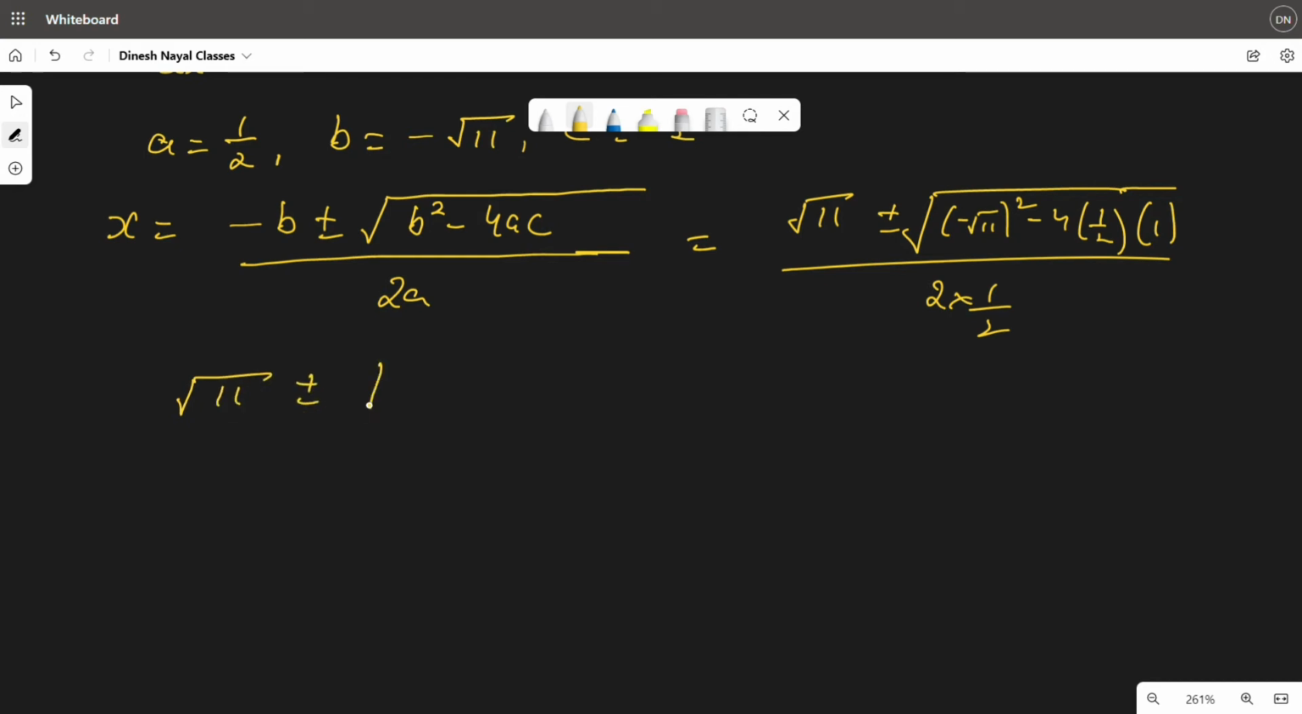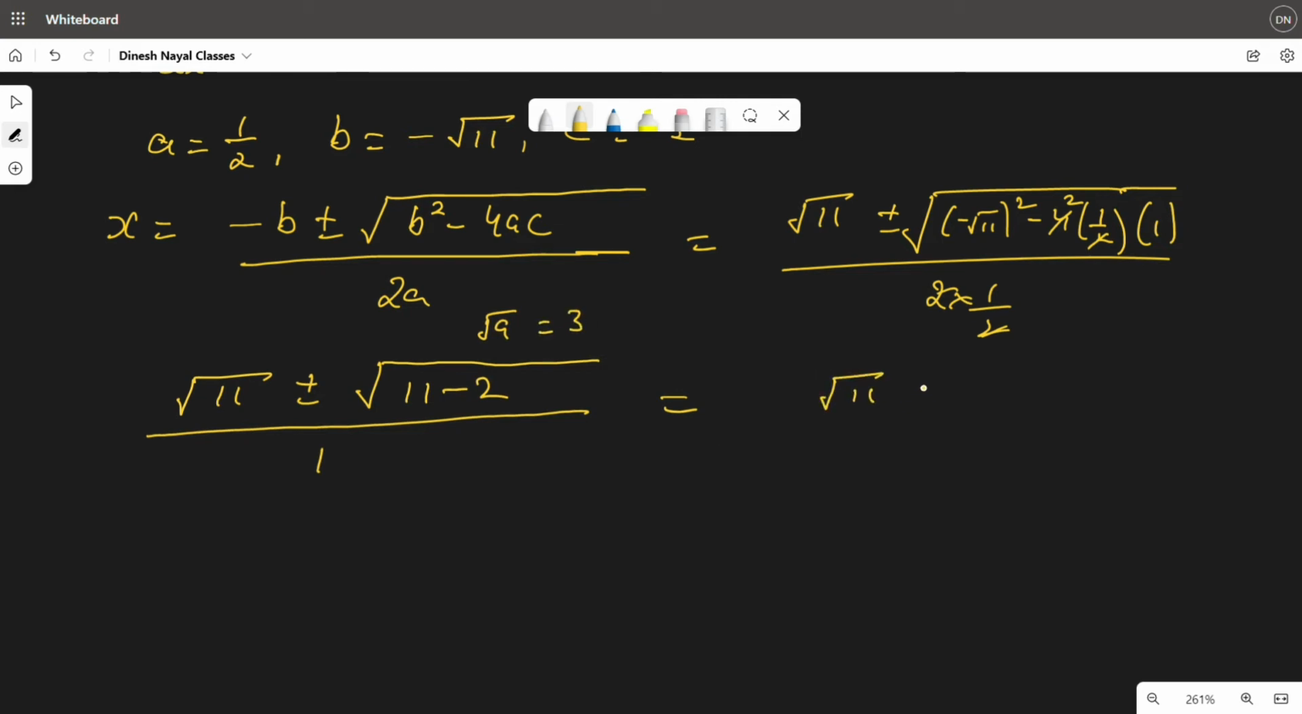Plus minus. Now see, under root of minus root 11 whole square will become positive because it's a square. Root 11 squared will be 11, minus 4 into 1 by 2 into 1, the 2 cancels, remains 2. 11 minus 2 upon 1. So this is root 11, 11 minus 2 is 9, root 9 is actually 3. So we can write root 11 plus minus 3 by 1.